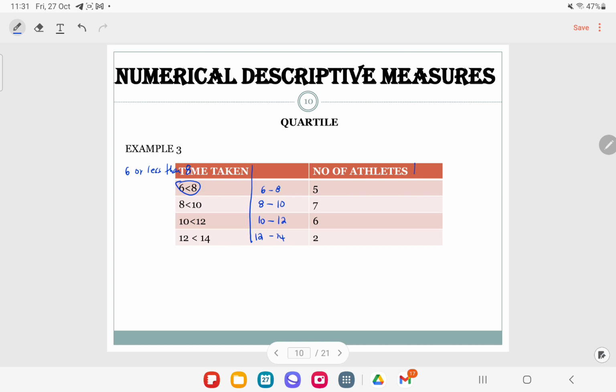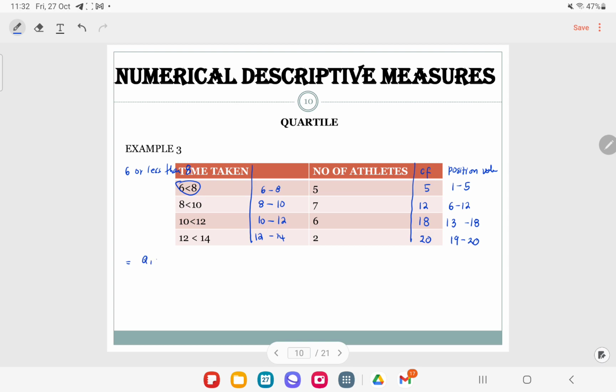Alright. And then find the cumulative values. So 5, 12, 18, 20. Okay, and then the position values. So 1 until 5, 6 until 12, 13 until 18, 19 until 20. Okay, here will be 13.